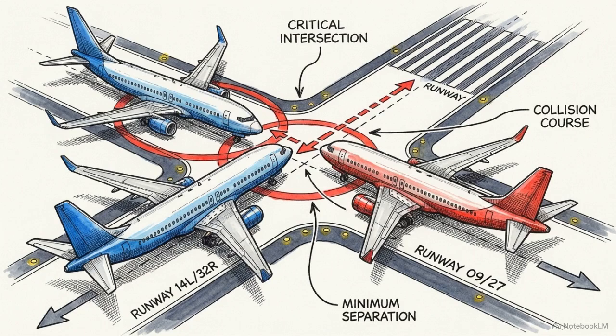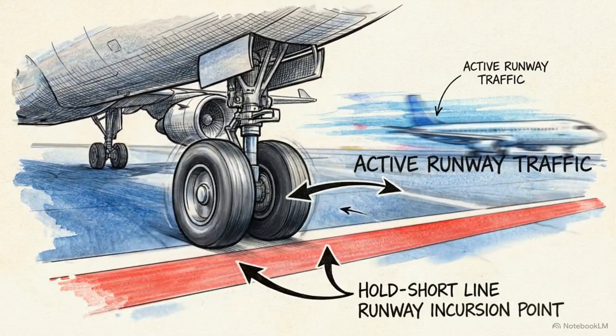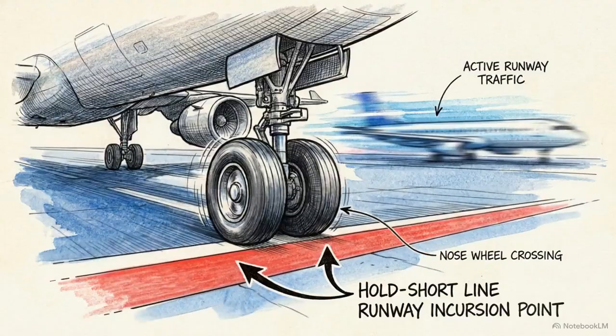A single missed cue can result in a runway incursion, where an aircraft taxis directly into the path of another taking off, or a mid-air collision in the surrounding traffic pattern.